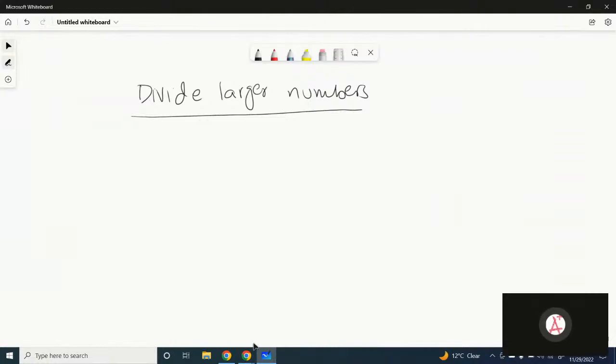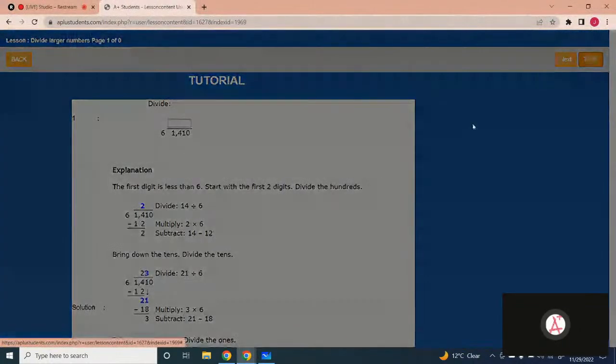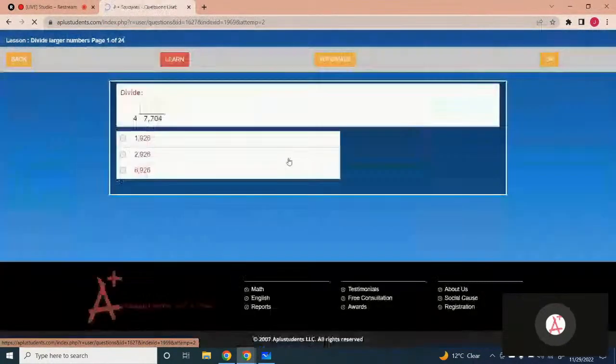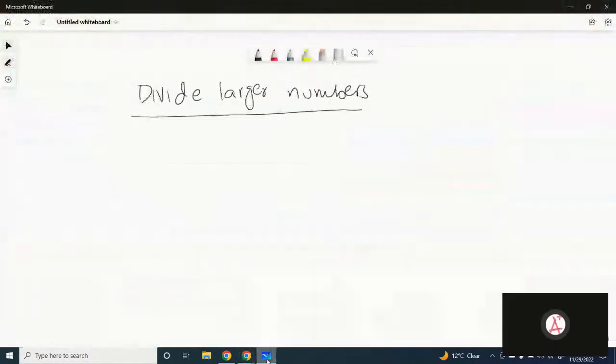Okay, the next one is divide larger numbers. Let's start with a test. You can have a look on tutorials while doing the rest of the test questions. Okay, the next one is 7,704 divided by 4.